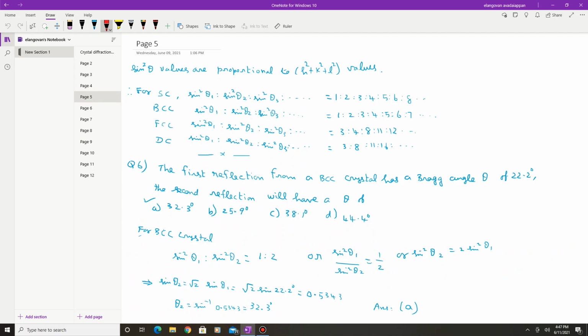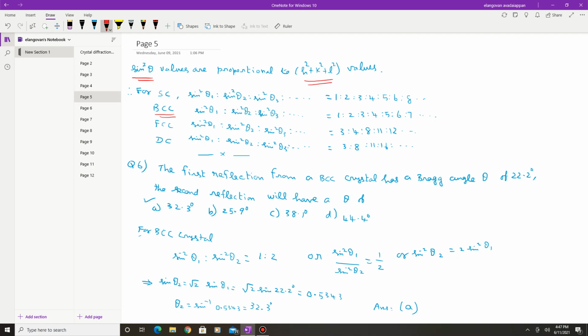But the sin square theta values are proportional to h square plus k square plus l square. Therefore, it is the same: sin square theta 1, sin square theta 2, sin square theta 3 and so on. For simple cubic, it is the same, 1:2:3:4:5:6:8. For BCC, it is 1:2:3:4:5:6:7. So this is different. Here the seventh is 8 for simple cubic.